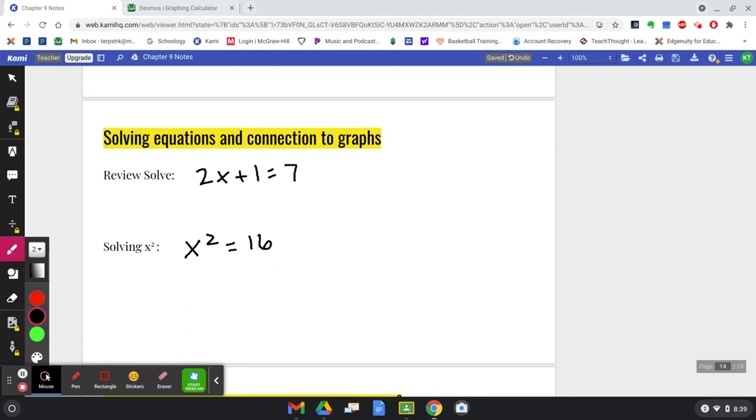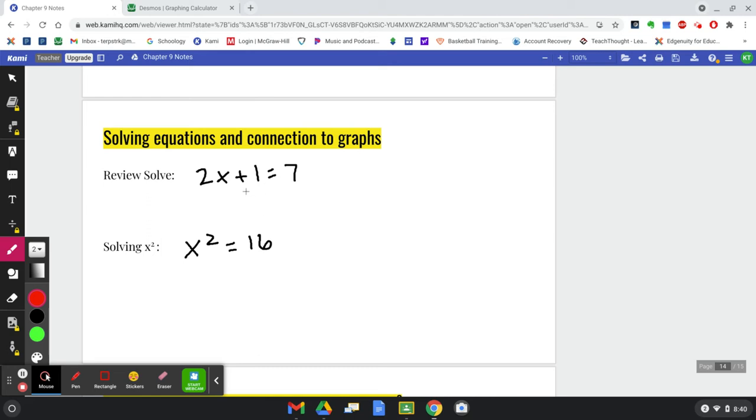All right. And where we're leading here is to being able to solve x squared, or quadratic, equations. Those are called quadratic equations. I'm going to start with a review of solving a linear equation, the y equals mx plus b. So we're finding 2 times something plus 1 equals 7. And what we do is we use inverse operations to do that.